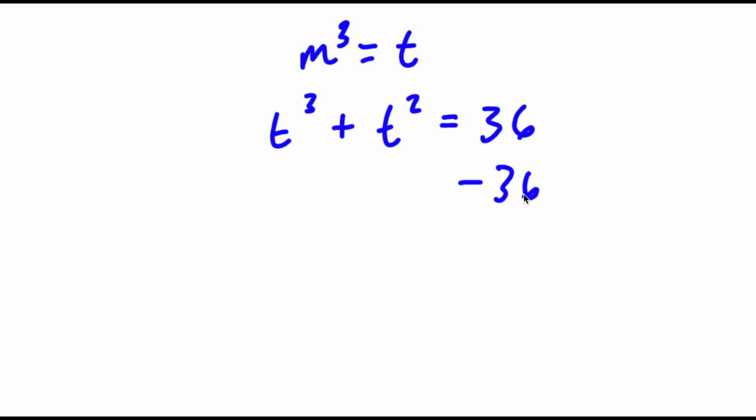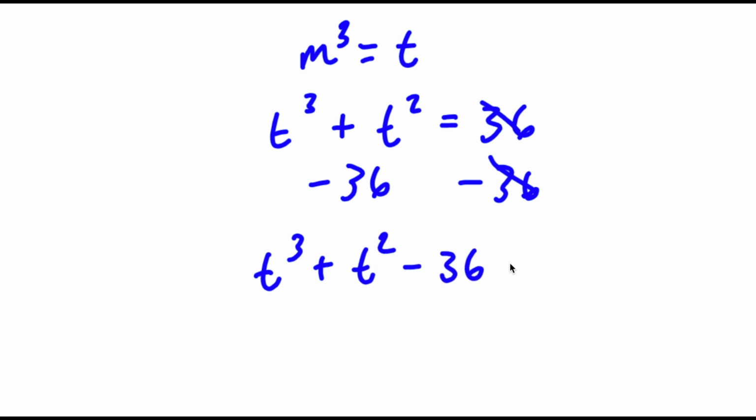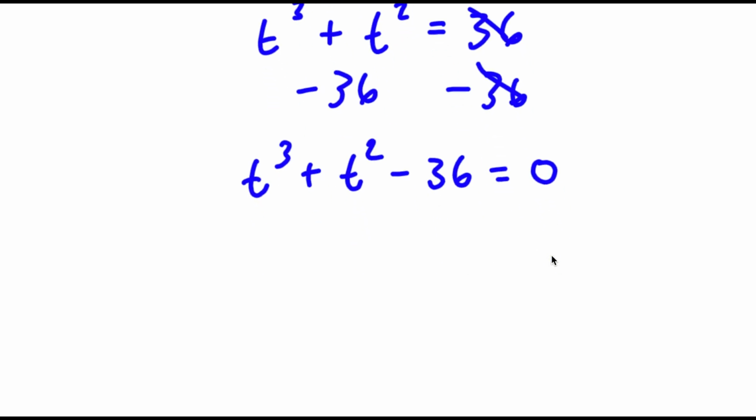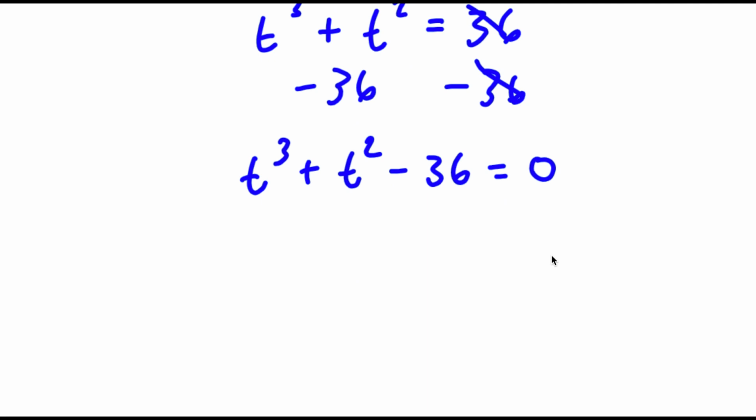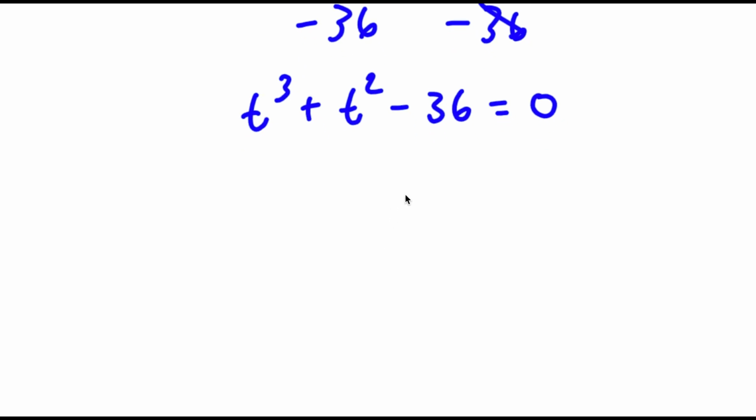Now if I subtract 36 on both sides, these two cancel out, and now I have t to the power of 3 plus t squared minus 36 is equal to 0. So to solve this, I actually need to find one value of t to find the rest. So to do that, I'm just going to start plugging in values. If I plugged in 0 here, that would just be negative 36. If I plugged in 1, that wouldn't work.